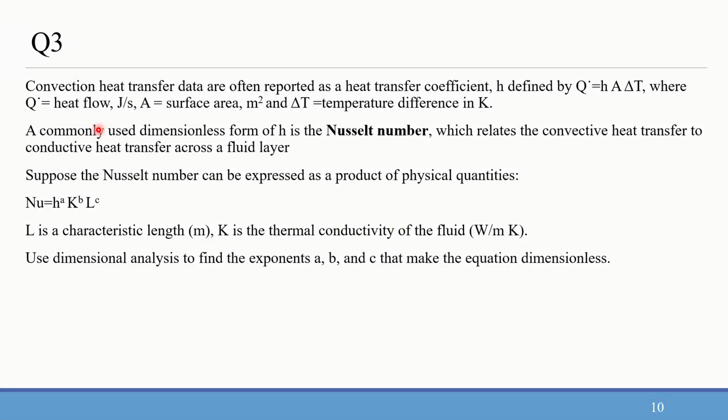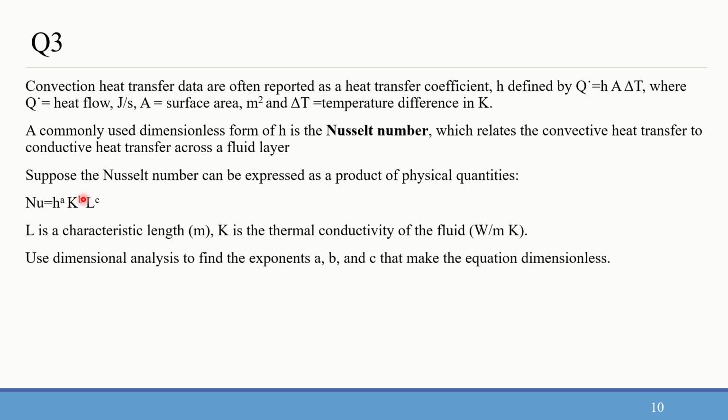So now a commonly used dimensionless form of H. We define H in various dimensionless numbers, one of which is the Nusselt number, and it relates the convective heat transfer coefficient to the conductive heat transfer coefficient, and it is given as a product of certain physical quantities. Nusselt number is equal to H^a K^b L^c. So here K is the thermal conductivity of the fluid, and it is in watt per meter Kelvin, and L is the characteristic length. So it can be anything.